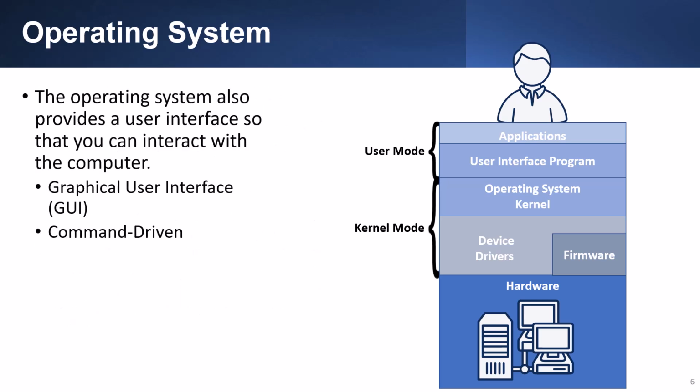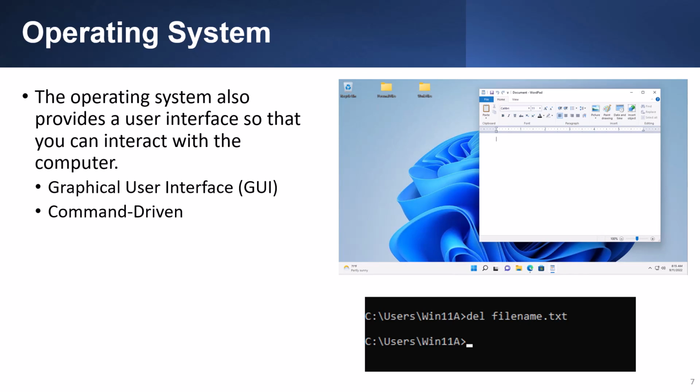The operating system also provides a user interface so that you can interact with the operating system. For example, in Windows, it provides the desktop and its icons, and it provides File Explorer to manage files. Today, most operating systems such as Microsoft Windows or Apple Mac OS provide a graphical user interface or GUI consisting of pictures, buttons, and icons to operate.